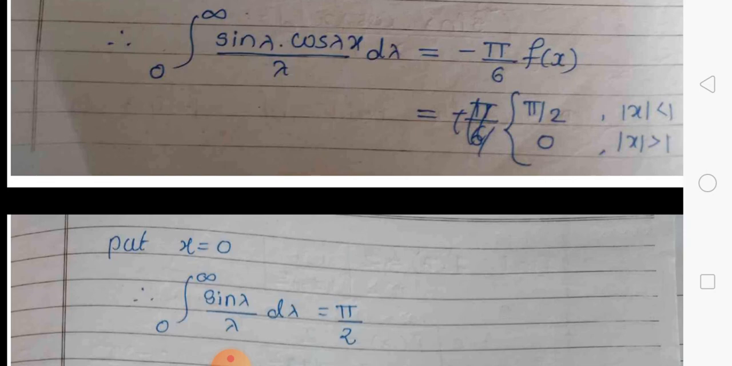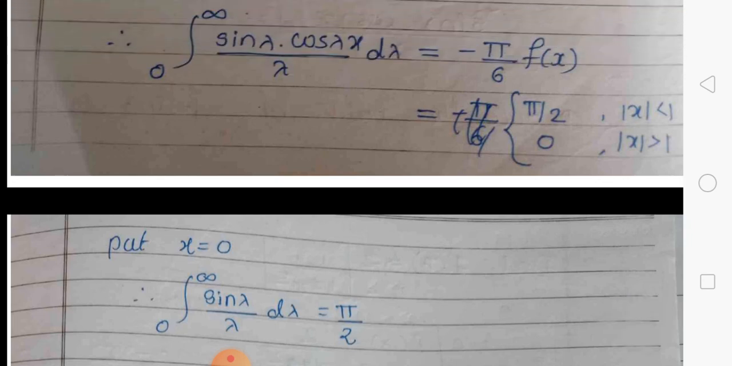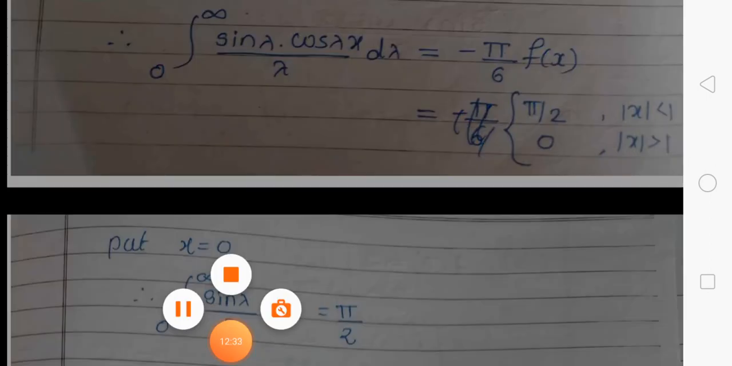If we put the value x equal to 0 on the LHS, we also put it on the RHS. On the RHS, x lies between minus 1 to 1, and in this we get x equal to 0. Therefore, if x is in minus 1 to 1, then we get pi by 2. And x equal to 0 lies in this interval minus 1 to 1. Therefore, we get the value of the integral as pi by 2.